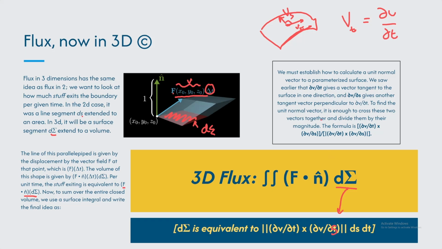And to find the unit normal vector, it's enough to cross these two vectors together and then divide by their magnitude, because it's not guaranteed that these are unit vectors. So if you just take the cross product of these two and divide by its magnitude, it's happy sailing.